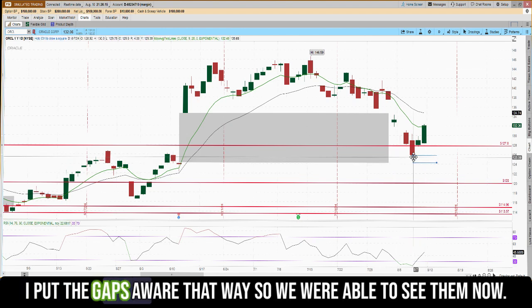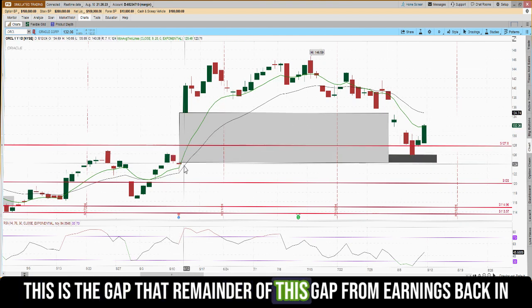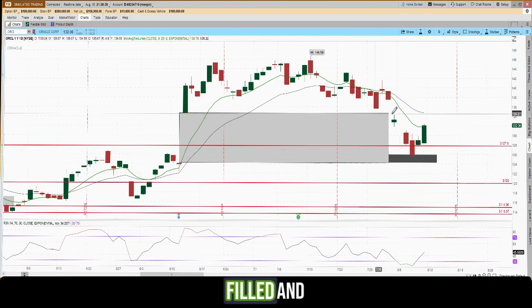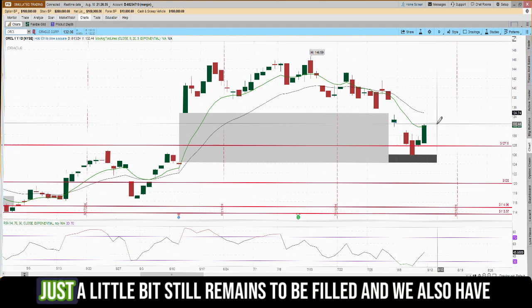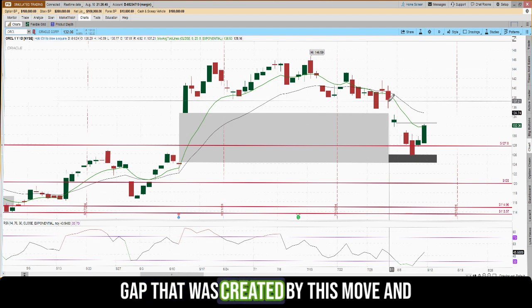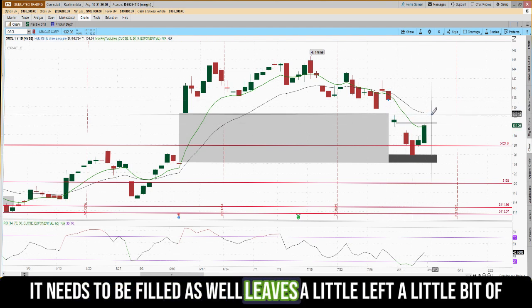Okay, I put the gap so that way we were able to see them. Now this is the gap, the remainder of this gap from earnings back in June. There is a portion of the gap here that still remains to be filled, just a little bit still remains to be filled. And we also have another gap that was created by this move, and it needs to be filled as well.